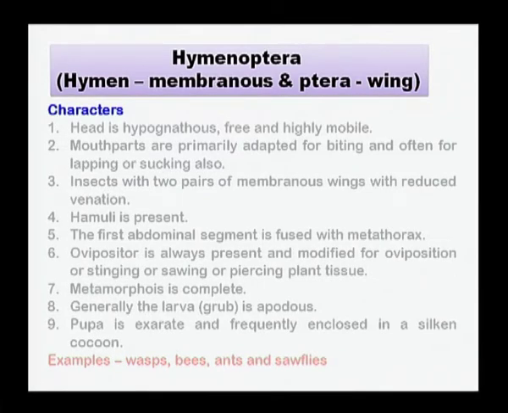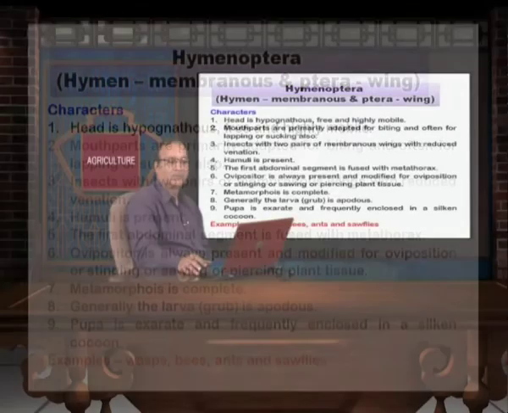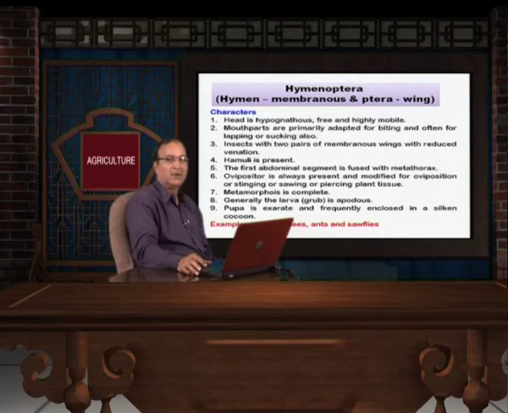As far as the important characters of Hymenopteran insects are concerned, the first and most important character is that the head is hypognathous. It means the long axis of the head is vertical. The head is attached to the body vertically, but the head is free and very much mobile.